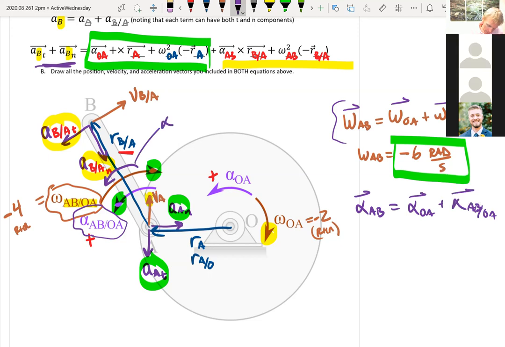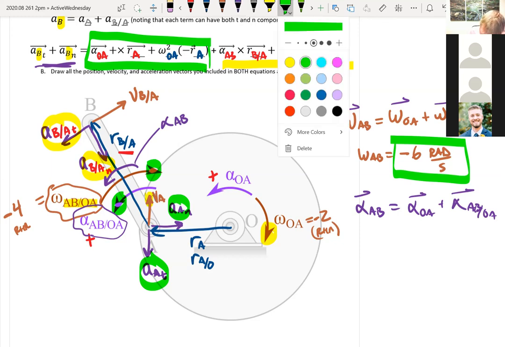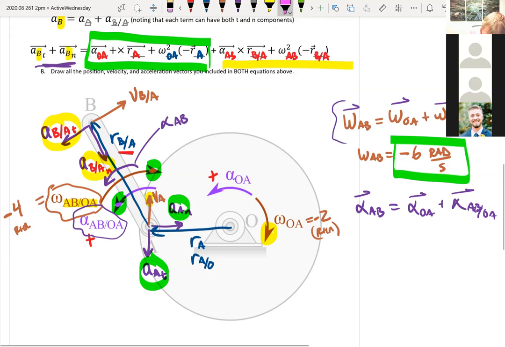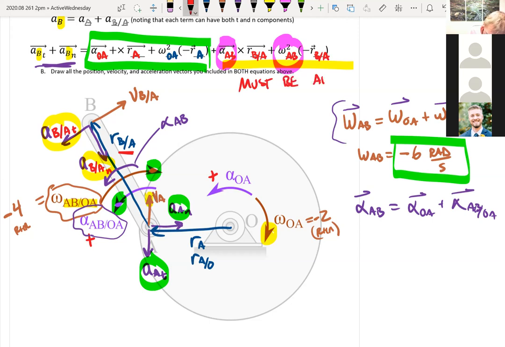But the second part of the acceleration equation that's underlined in yellow highlight there, shouldn't that be alpha of AB with respect to OA and likewise? Great question. No, both of these, perfect question, thank you for that. These two terms must be absolute.